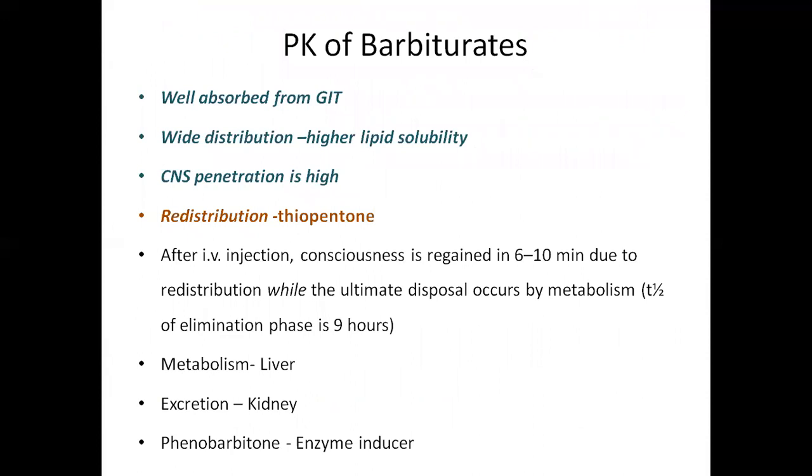Then coming to the pharmacokinetics of barbiturates, they are well absorbed from the GIT. They have a wide distribution because of higher lipid solubility, and CNS penetration is high. Redistribution is seen with thiopentone. That is the reason why, after IV injection, consciousness is regained in 6 to 10 minutes. That is because of rapid redistribution. However, the ultimate disposal occurs through metabolism, with an elimination phase of around 9 hours. The metabolism takes place in the liver, and excretion in the kidney. Phenobarbital is an enzyme inducer, so many drug interactions can be encountered with this drug.